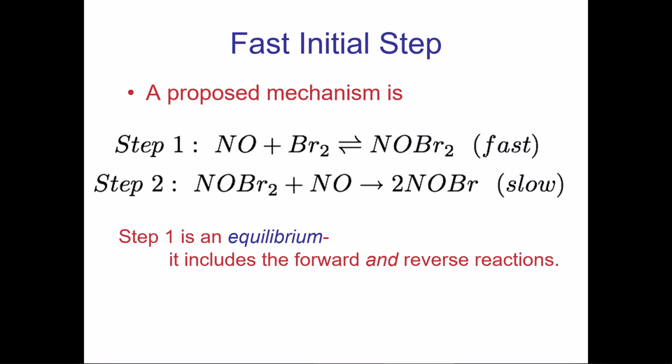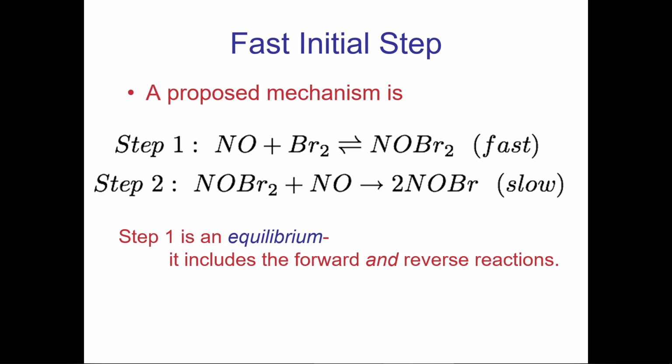So let's look at our two-step mechanism, where we have one molecule of NO interacting with Br2 to produce NOBr2. Then that NOBr2, as an intermediate, interacts with the second molecule of NO to produce our product, NOBr. In this mechanism, our first step is labeled as fast, and our second step is the slow step, indicating step 2 is our rate determining step.